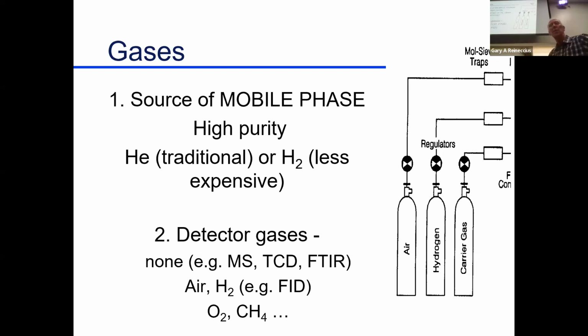And then I said we're going to burn these. Well, we need something to burn. And very commonly it's hydrogen, as a part of this system, and also oxygen. So we have air and hydrogen, and we will burn the sample there. So that's where we burn and get our ions being formed.